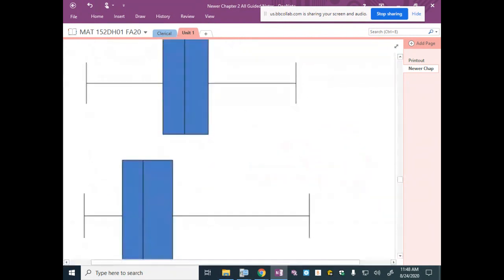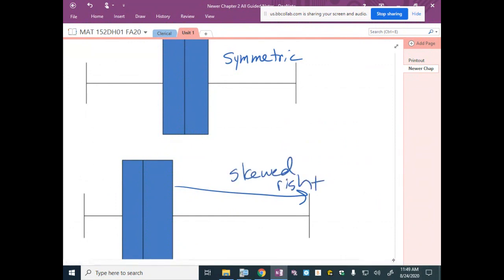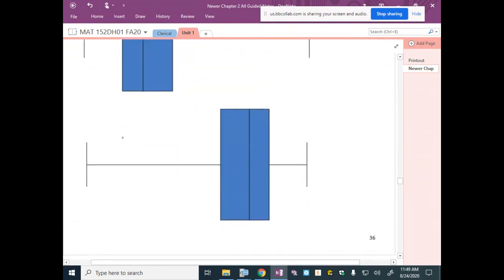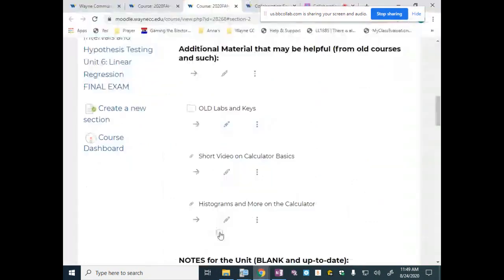Hint, hint. Now, we go to the next page, even though we haven't discussed box and whiskers, the same rules apply. This would be symmetric. How about the second one? Skewed right, longer right tail. How about this last one? Skewed left. All right, everybody, that's going to do us for today.